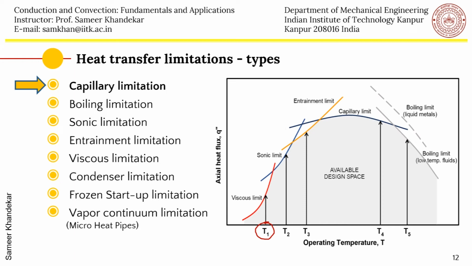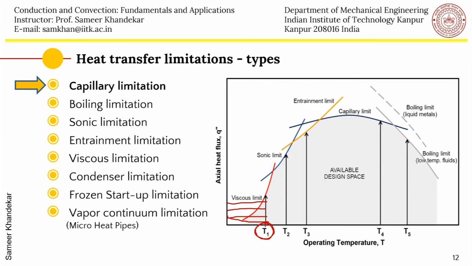When you start giving a low quantity of heat, the heat pipe operates. As you go higher and higher on the axial heat flux, you keep on increasing the heat flux of the heat pipe. You will notice that at a certain point at this temperature, the heat pipe will stop operating. There may be several reasons why it has stopped operation. So we would like to know these limitations of why it stops, why it cannot operate at a given temperature after a particular heat flux is attained.